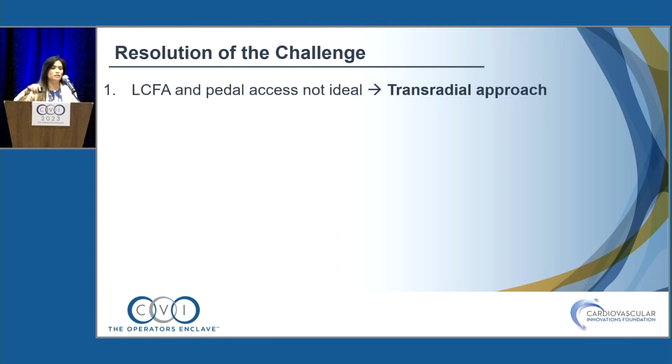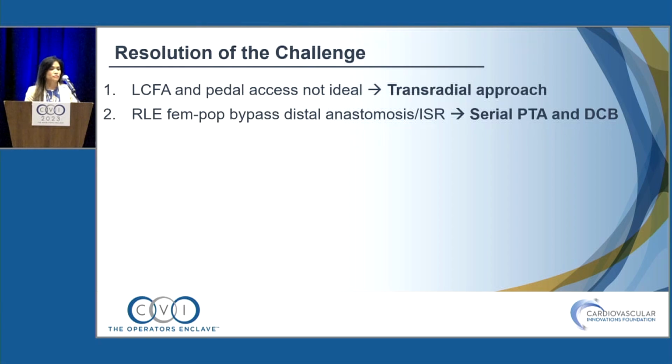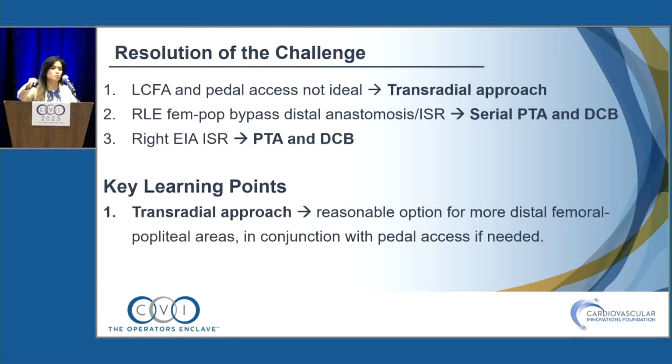So the resolution of our challenge of having multi-level PAD: our left common femoral access and pedal access were not ideal, so we decided to use a transradial approach. The right lower extremity fem-pop vein bypass graft was addressed with serial PTA and DCB from the right radial approach, and then we were able to do the same with the right external iliac artery as well. Our key learning points here: this wasn't a difficulty crossing case at all, but it was more just novel uses of access and devices.